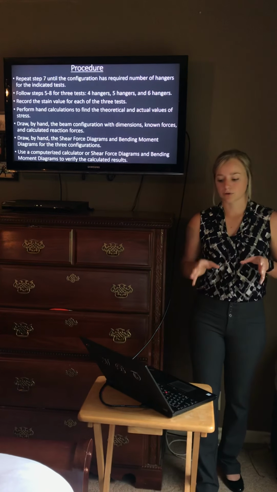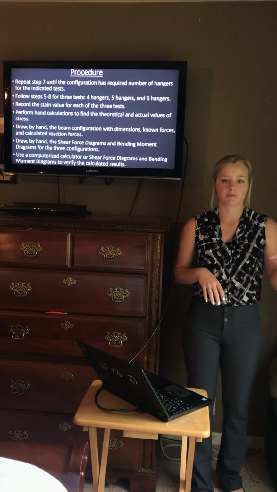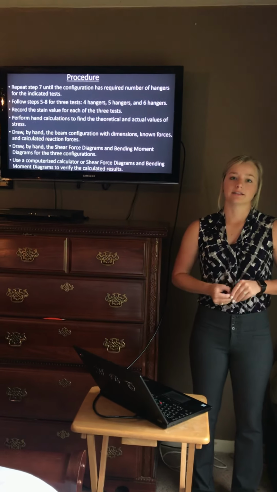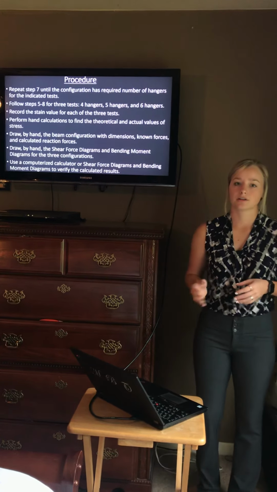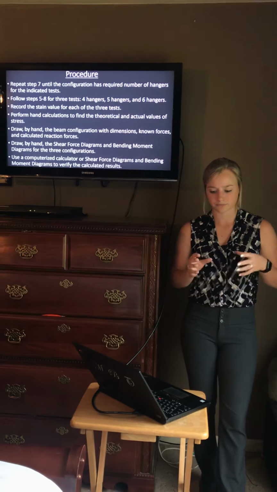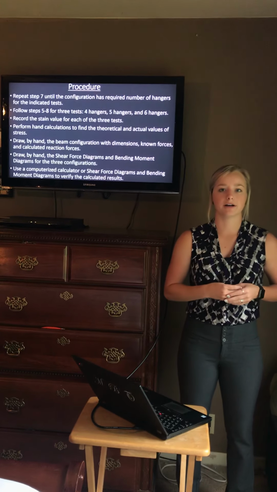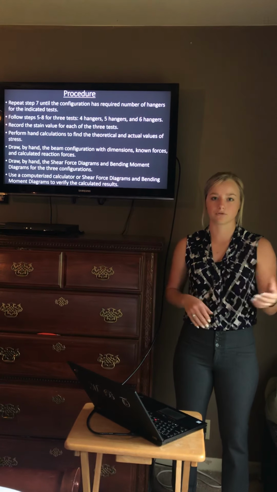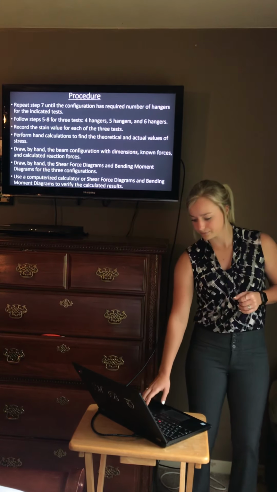So the strain value was recorded for each of these tests, and then hand calculations were performed to find the theoretical and actual values of stress. So by hand, each of the beams with the distributed load was drawn, and then the reaction forces were determined, and then the shear force diagram and bending moment diagram were drawn for each of the 3 configurations. And then lastly, we did use a computer calculator to also find the shear force diagram, bending moment diagram, and reaction forces for each of the 3 loads to compare with our values.